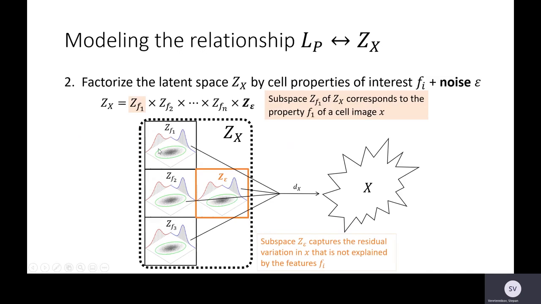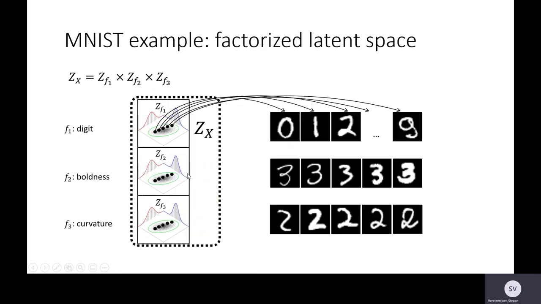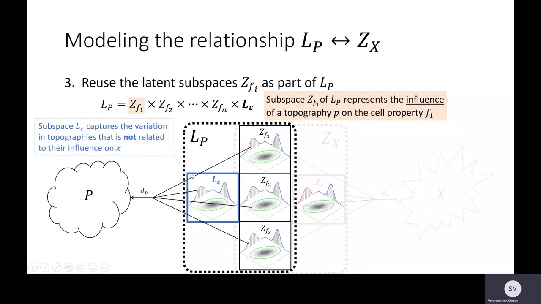So now, once we have this latent space split into different factors, the different subspaces corresponding to these factors, we would like to reuse the subspaces ZFi as part of the latent space for topographies. And this is the second key idea here. So now LP is also represented as a dot product of subspaces ZF1, ZF2, ZFN, and the residual subspace L epsilon. The only thing that changes is the interpretation of these latent subspaces.